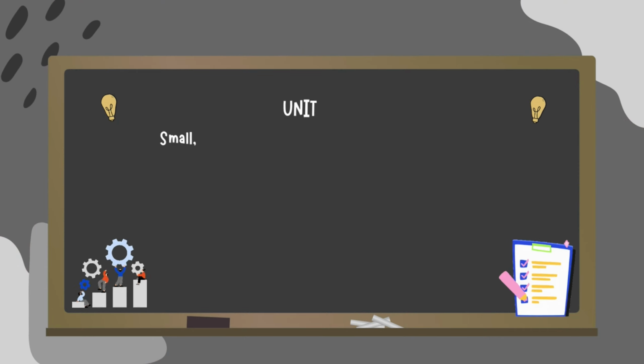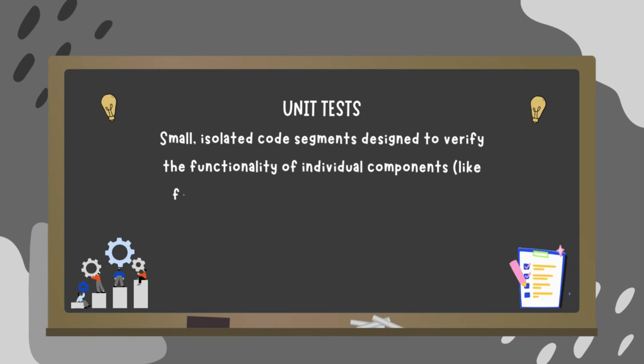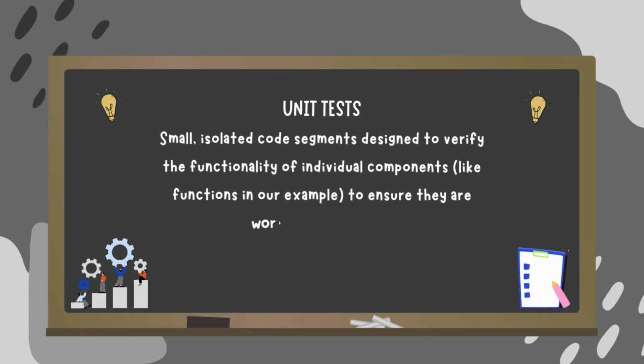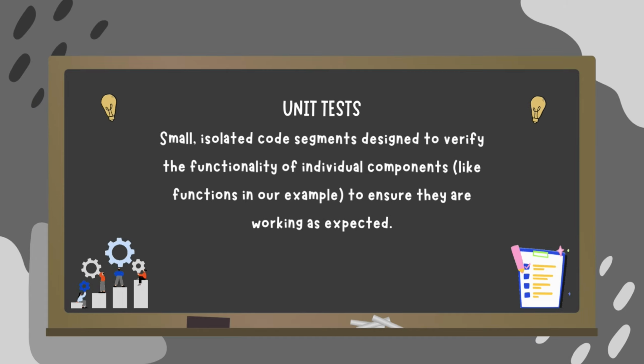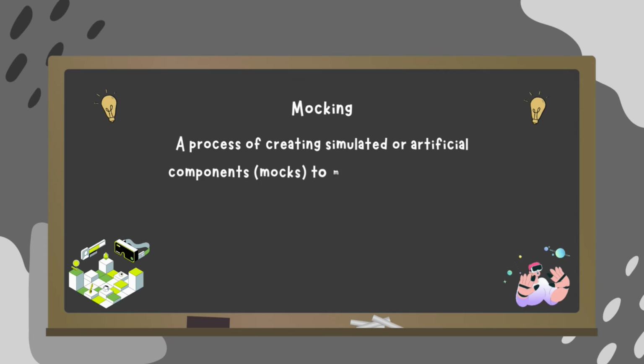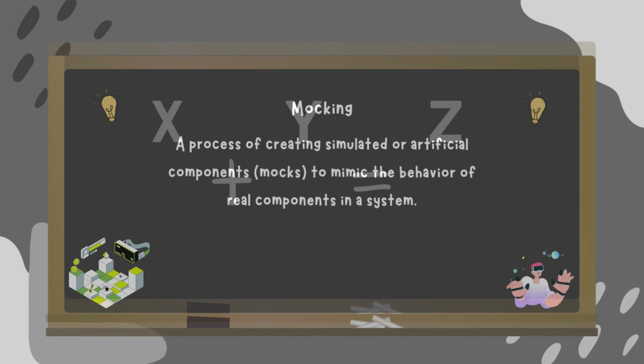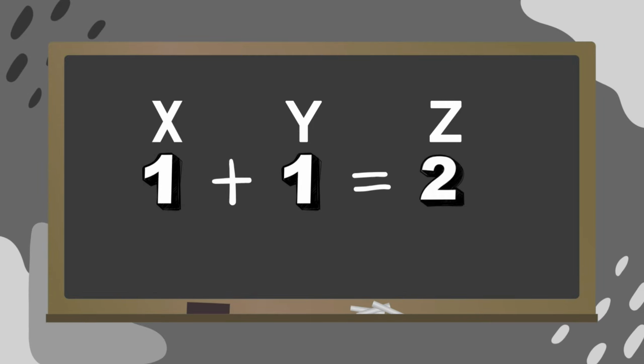So let's quickly define a few things. Unit tests are small, isolated code segments designed to verify the functionality of individual components, like our visitor counter function, to ensure they are working as expected. Mocking is a process of creating simulated or artificial components, or mocks, to mimic the behavior of real components in a system. When we write code, we expect that code to function in a certain way.